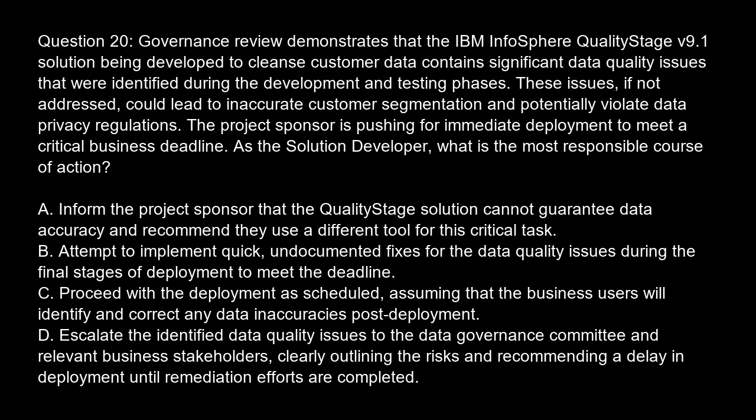Question 20. Governance review demonstrates that the IBM InfoSphere QualityStage V9.1 solution being developed to cleanse customer data contains significant data quality issues that were identified during the development and testing phases. These issues, if not addressed, could lead to inaccurate customer segmentation and potentially violate data privacy regulations. The project sponsor is pushing for immediate deployment to meet a critical business deadline.